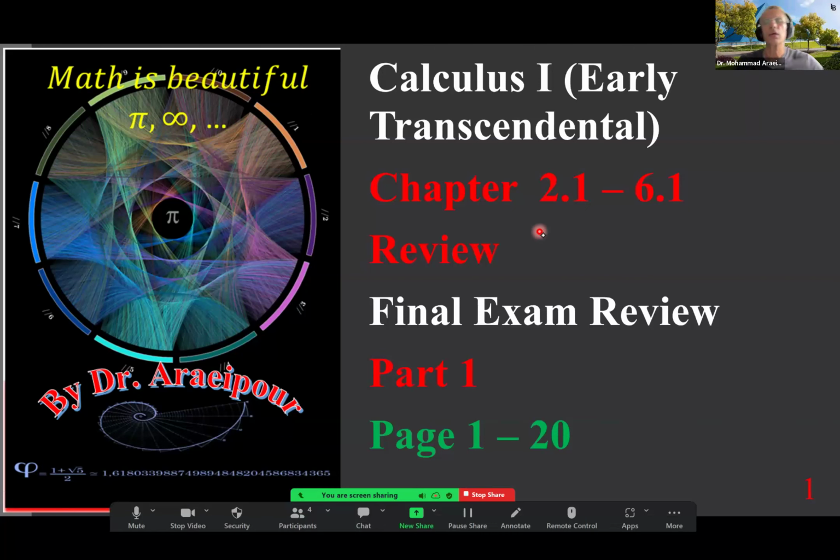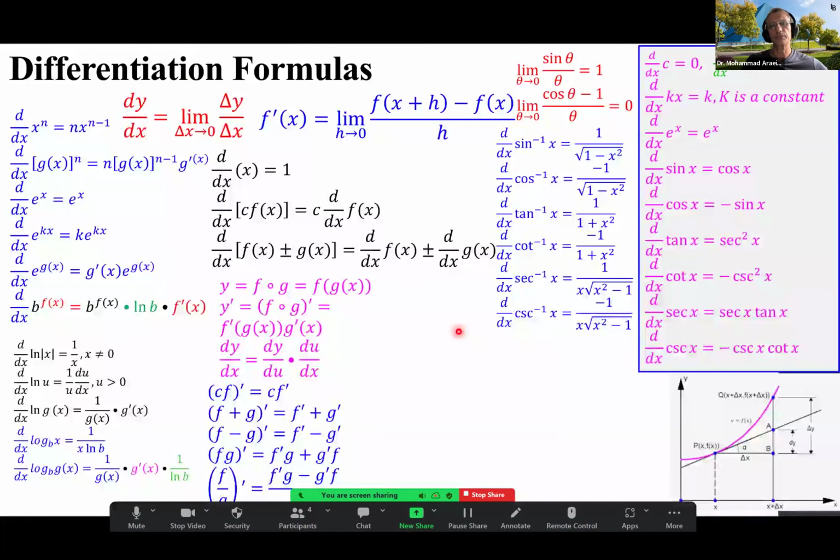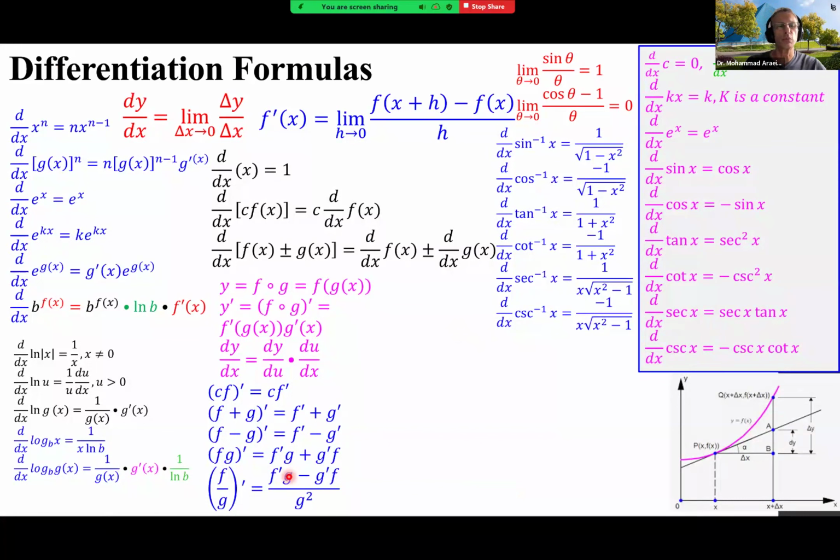We are looking at the final exam review covering from section 2.1 to 6.1. Here's the first part that we are going to cover. So as you can see, we have a lot of differentiation formulas. I hope everybody remembers all of them. You should be very comfortable with differentiation formulas. That's the nature of this course, differentiation and integration. It gets you ready for the next course.